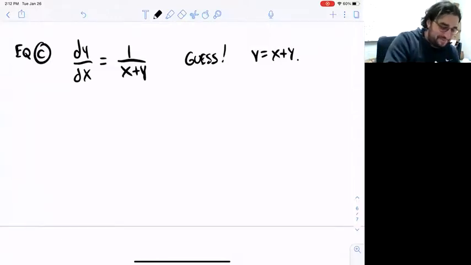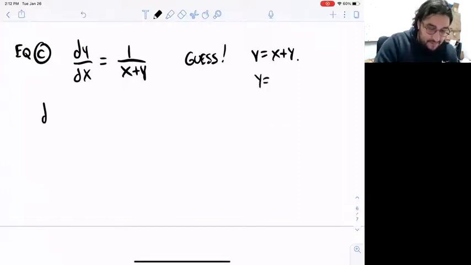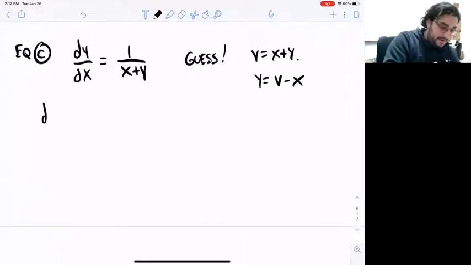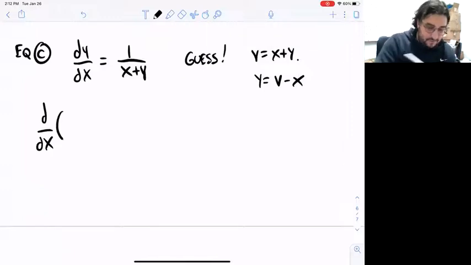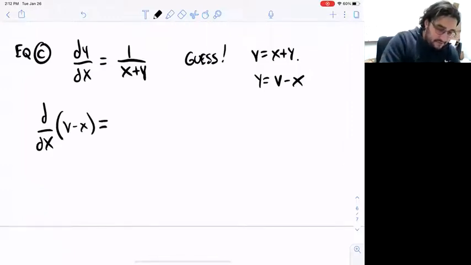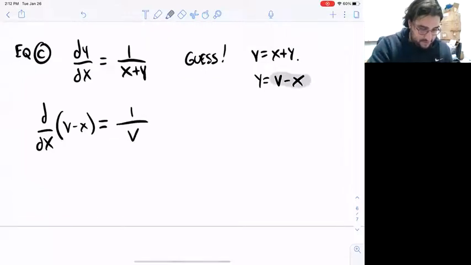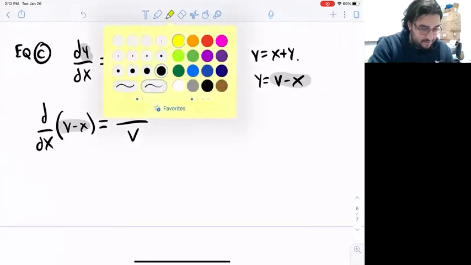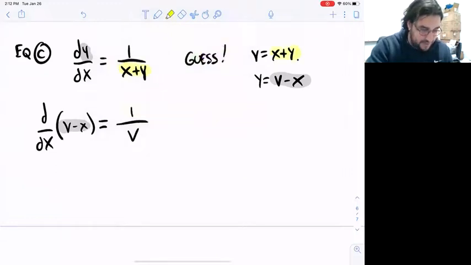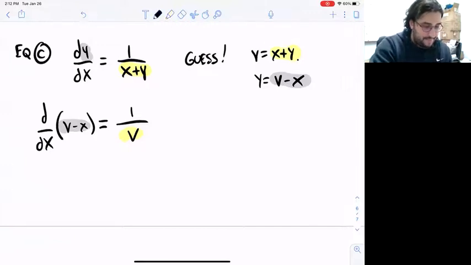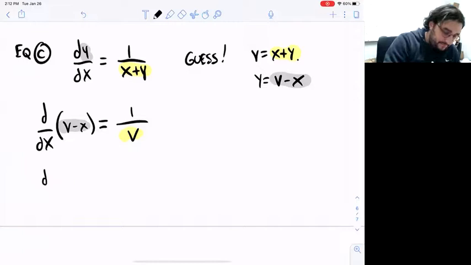Let's implement this guess. So I have y equals v minus x because v equals x plus y. And now I can plug that into the differential equation. So y is going to become v minus x, right? And then here I have 1 over v, right? So I'm taking this and plugging it in for that y. And then the same here, I'm saying this is x plus y. Well, x plus y just becomes v, right? So I'm using both forms of that substitution. Then I do the derivative.